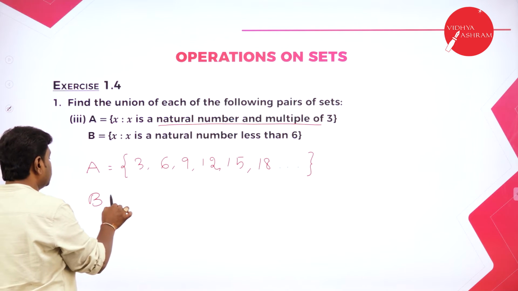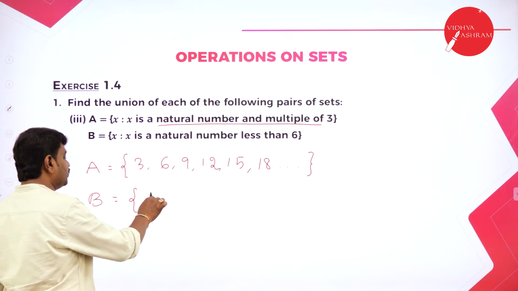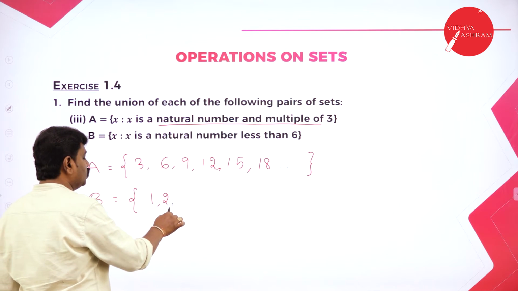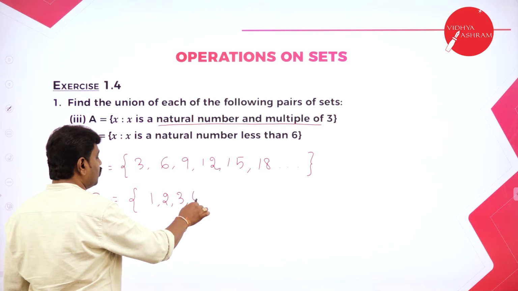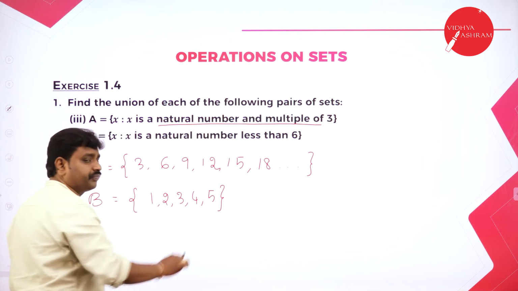What is set B? Set B is natural numbers less than 6. What are the natural numbers less than 6? 1, 2, 3, 4, 5. They told strictly less than 6, so I should stop at 5.